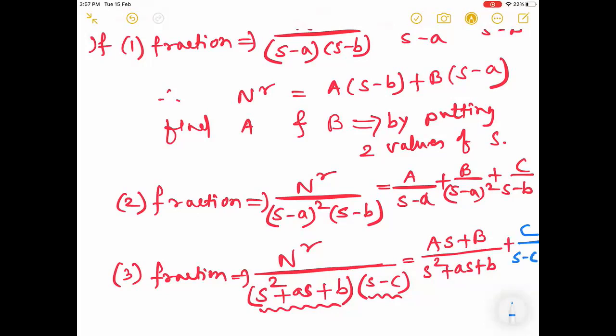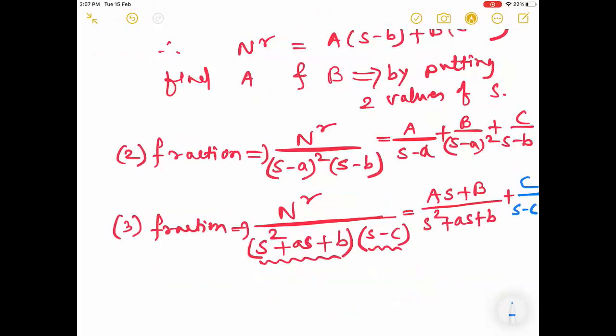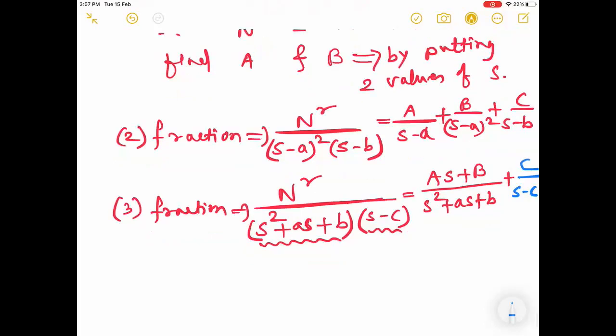Upon s minus c. And same procedure again, numerators from both sides are equated by putting three values of s, so that you will evaluate capital A, B and C. That's it. Okay, that is the procedure for the partial fraction form. Upon s minus c only, no? C upon s minus c. Yes, this is a linear factor, no? So only s minus c.